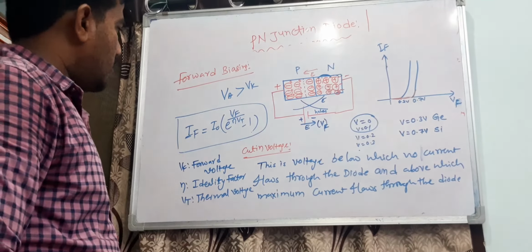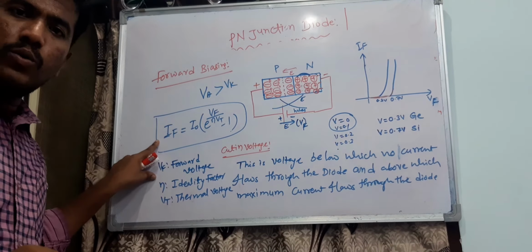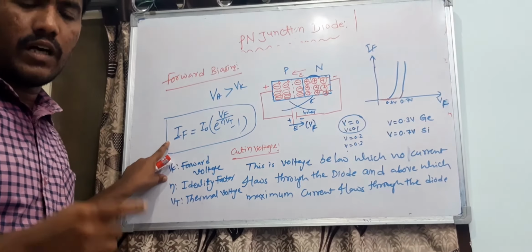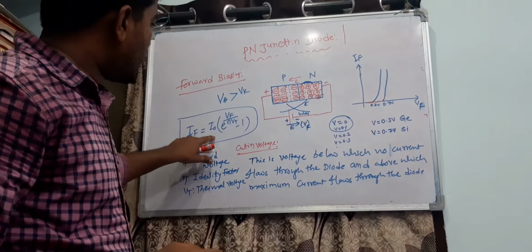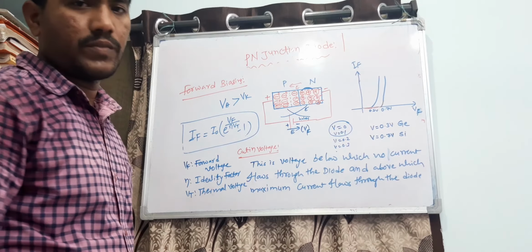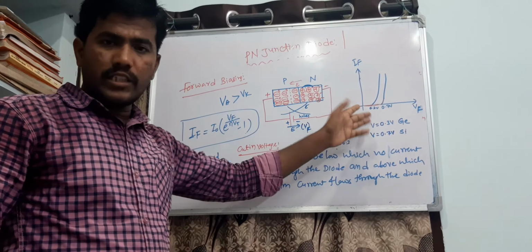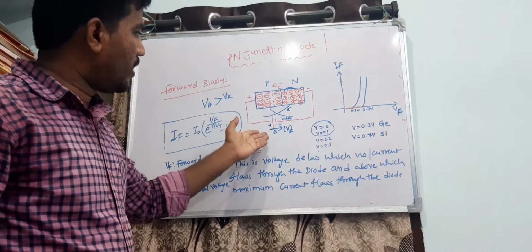So that's what you have to remember. This is the diode equation, or diode current equation. If anybody asks you to write the diode current equation, you have to write: IF equals I naught into e power Vf by eta Vt minus 1. That's what we have to remember. And can you draw the forward characteristics? You have to draw like this. If you connect the diode in forward bias, you have to connect like this.